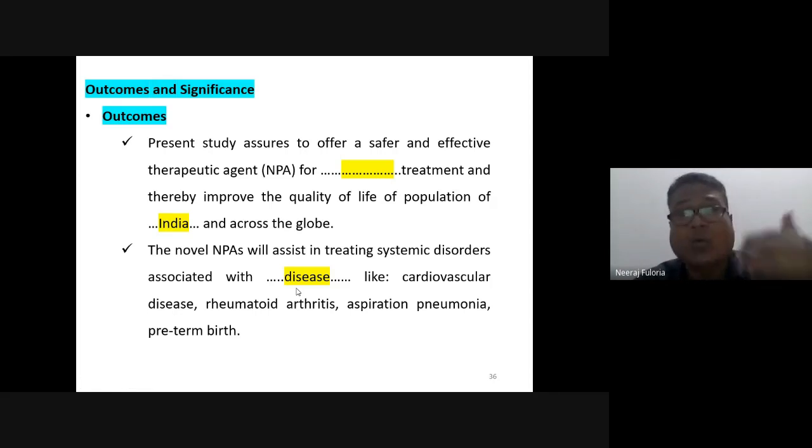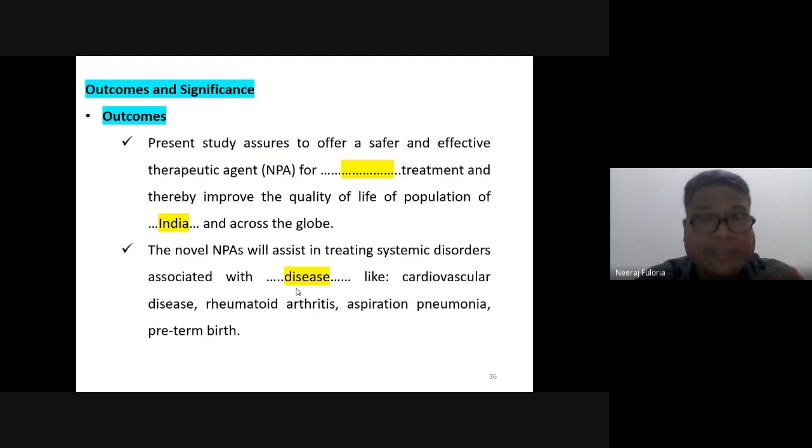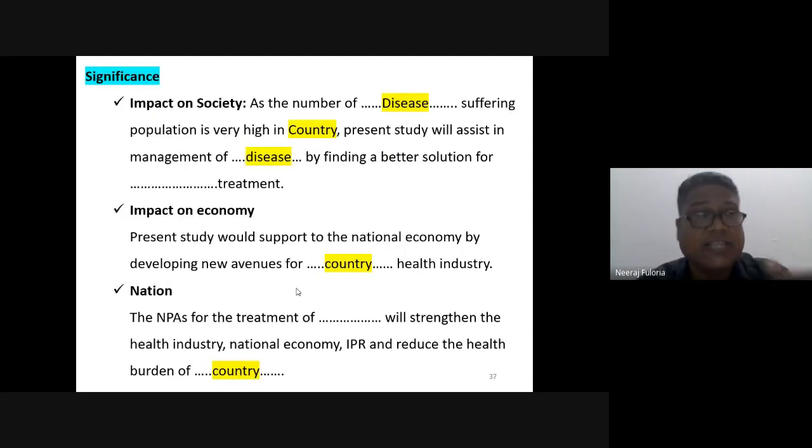So you will tell that safer and effective agents, you will get. Safety is important, effectiveness is important. And once you have received them, you will be able to treat the problems. What was your beginning problem, what we discussed about the background. Then you have to tell the significance. Outcome is this one. Then what is the significance? Significance at different levels. On the society level, to the patient, to the society, what is the benefit? Impact on the economy of the country, of the state. What is the benefit? Nation.